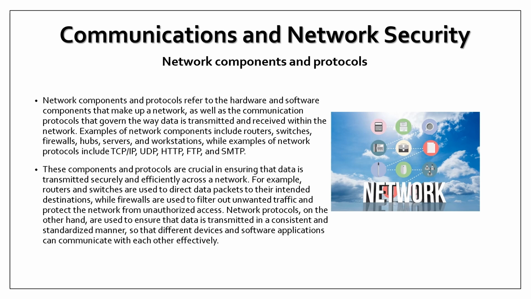For example, routers and switches are used to direct data packets to their intended destinations, while firewalls are used to filter out unwanted traffic and protect the network from unauthorized access. Network protocols, on the other hand, are used to ensure that data is transmitted in a consistent and standardized manner so that different devices and software applications can communicate with each other effectively.